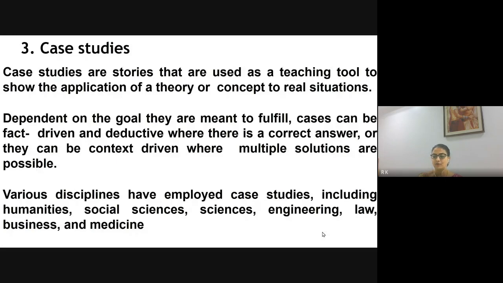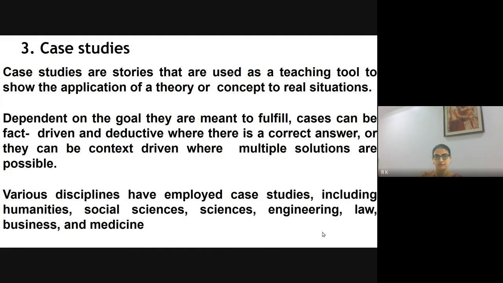Everybody is thinking, madam, you're telling something very old. Case studies, we have been doing it for quite some long time. No, you are conducting, yes, I do agree. But case studies are the stories that are used as a teaching tool to show the application of a theory. How many of us do that? That is the question. Or a concept to real situations.